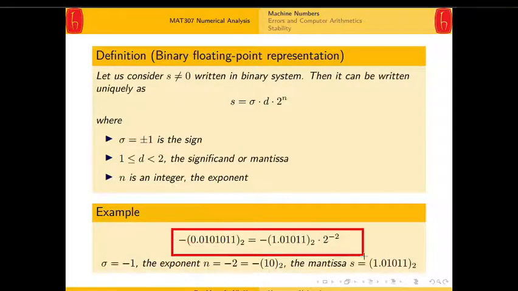Another example will be this number. We have negative, so the sign will be -1. The exponent is -2 because we move the dot to the right 2 places, so this will correspond to the -2 power. If we write this in the binary system as well, then -2 will be equal to -1, 0 in the binary system, because again this is 0 times 1, 1 times 2, so 1 times 2 will be 2 basically, with a negative sign will be -2, and the mantissa will be this quantity here.